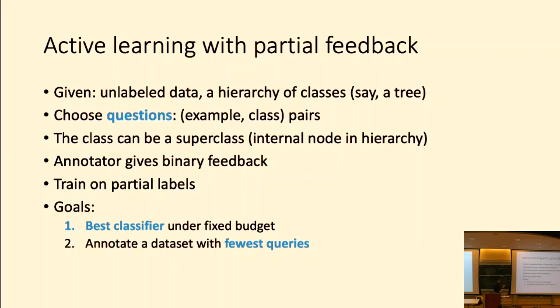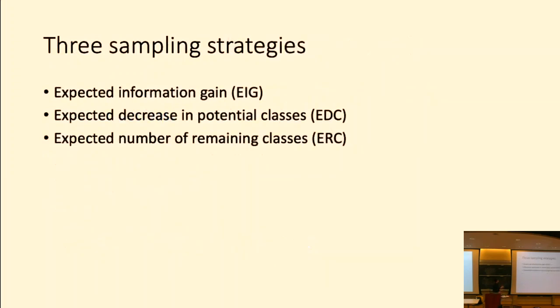So we could think of our goals from one of two perspectives. One is we want the best possible classifier subject to a fixed budget. And the other is we want to annotate a data set with the fewest possible queries. So we look at a few different sampling strategies. One of the most natural is the expected information gain. Based on our current beliefs, based on the current conditional probabilities assigned by the model to each of the classes, which question, based on the distribution of answers we expect, will in expectation reduce the entropy of the predictive distribution the most? There are also a few simple heuristics: we could just ask the question that we think is expected to result in eliminating the most possible classes.